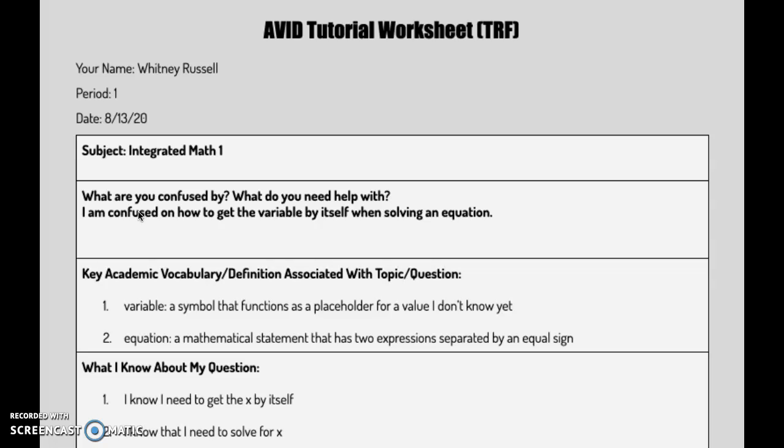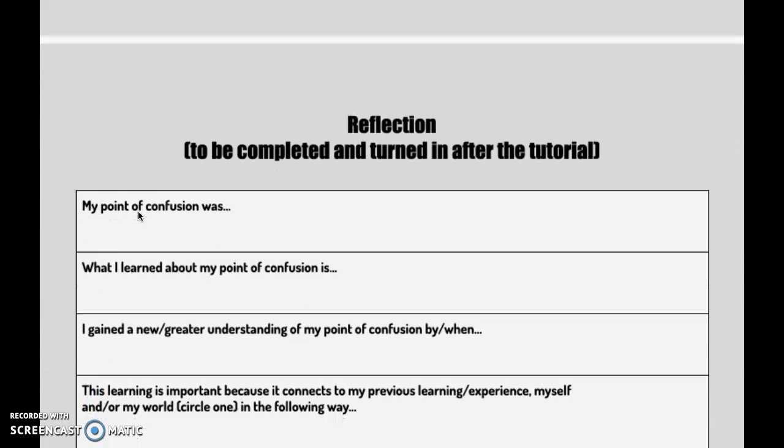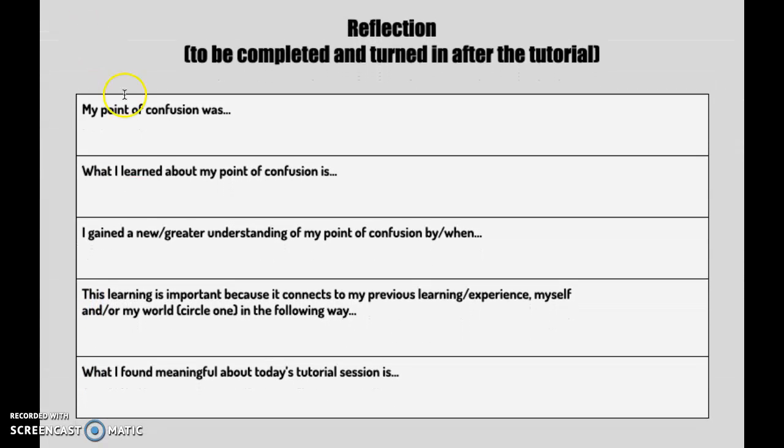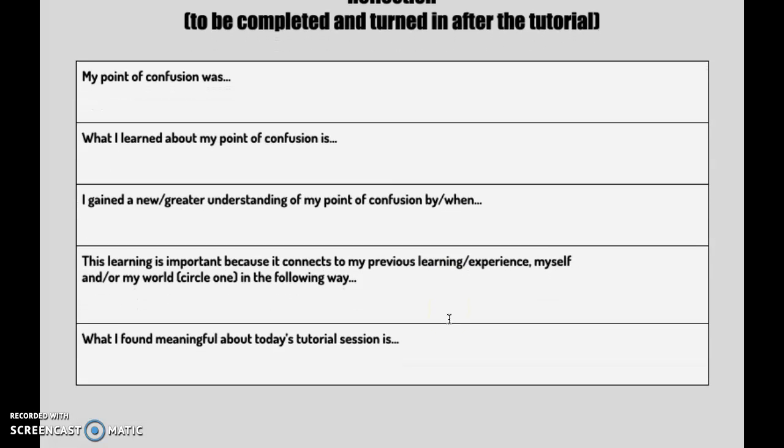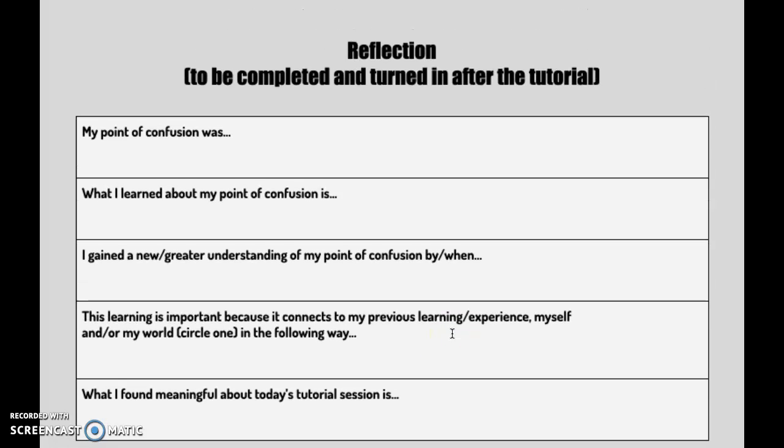At the end of the tutorial, you will move on to page 2, which is the reflection. It looks like this. It's going to ask you, what was your point of confusion, or what was your question? What you learned about your point of confusion, what new understanding you gained, and why that learning is important. How does it connect to previous learning experiences, and what you found meaningful about today's tutorial session.